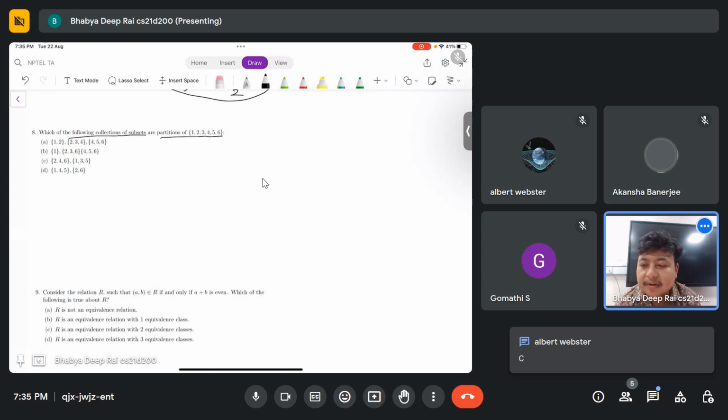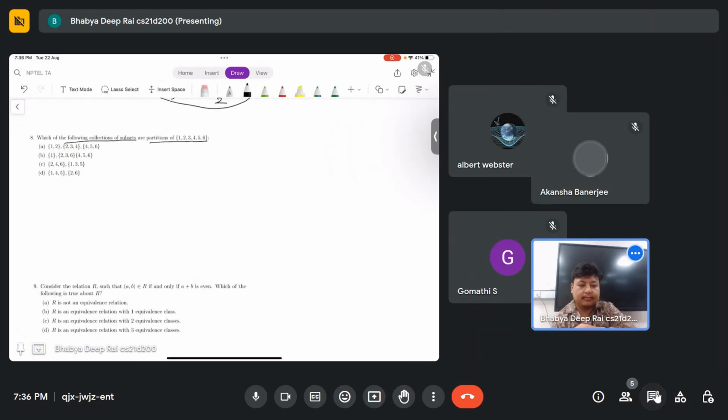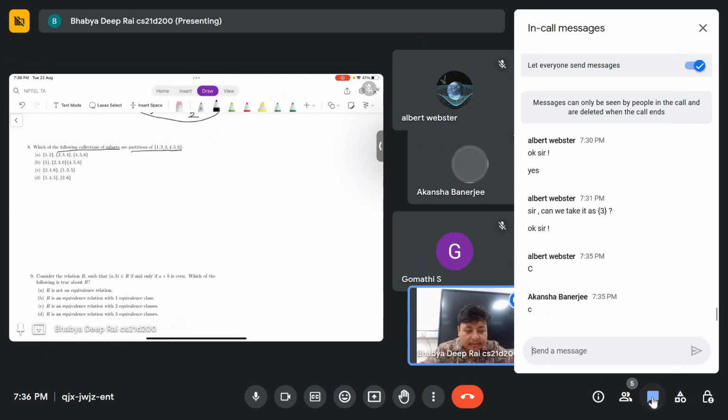6, 3, 5. क्या कनेक्शन से C. Okay, others, Gomati.